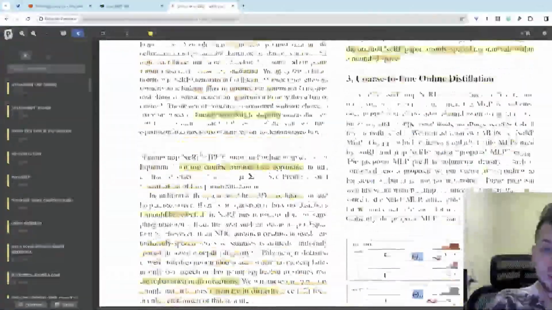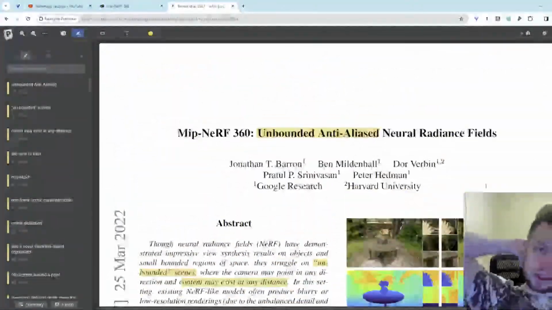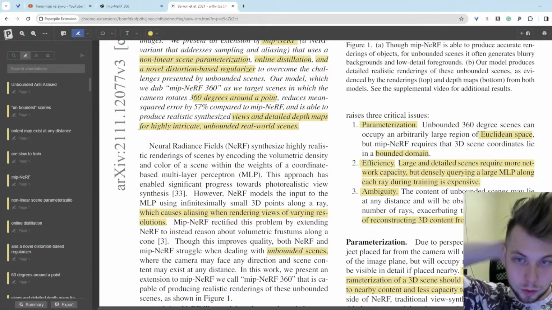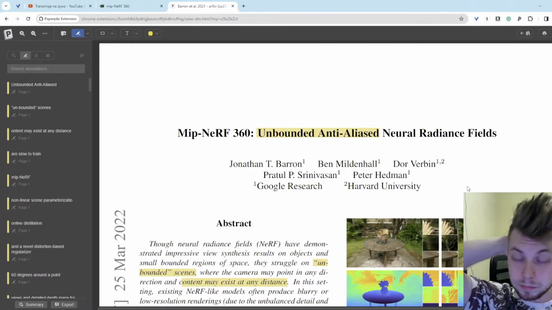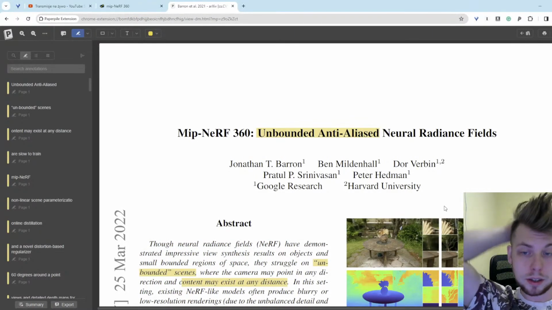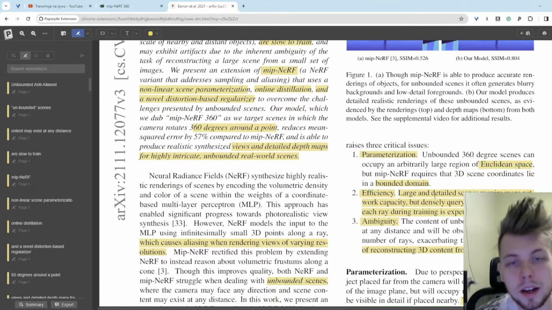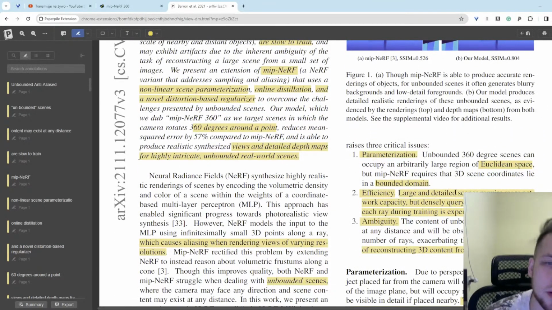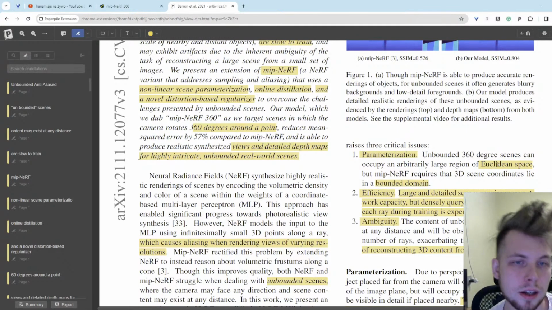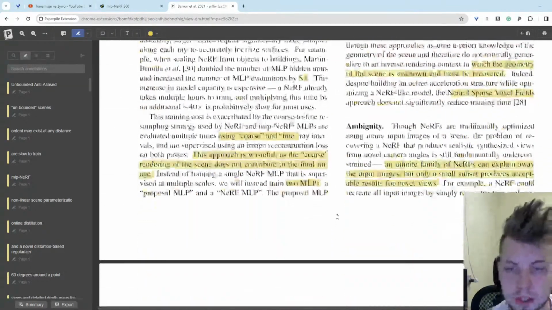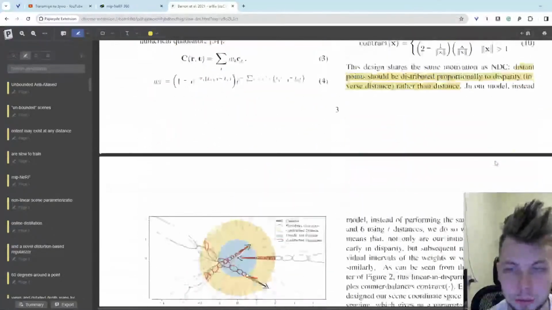So, a quick summary of what happened here. Mip-NeRF 360 is an extension of the original Mip-NeRF model. The whole point of the paper is to reparameterize a bounded 3D region into an unbounded representation that is actually fitting this bounded radius 2 ball here.